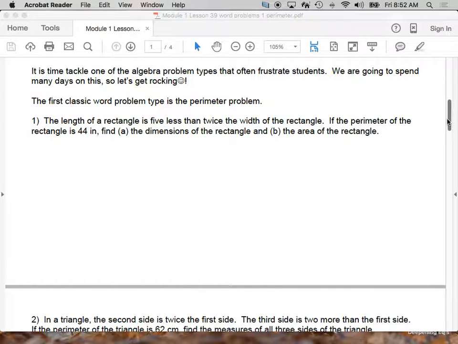Okay, let's go here to today's lesson. Now, word problems. Kids hate word problems. I wish I had a photograph of your face when you just made that expression. Word problems.